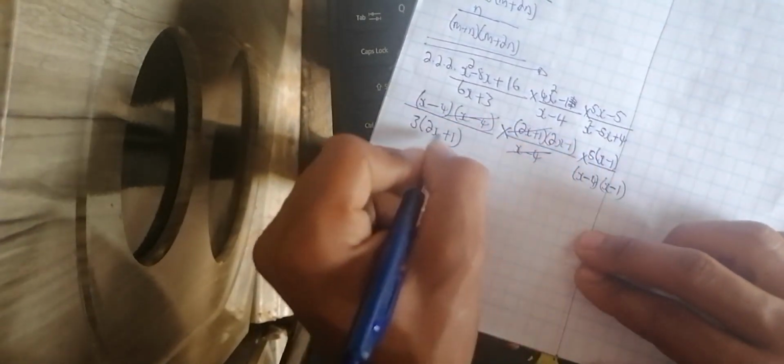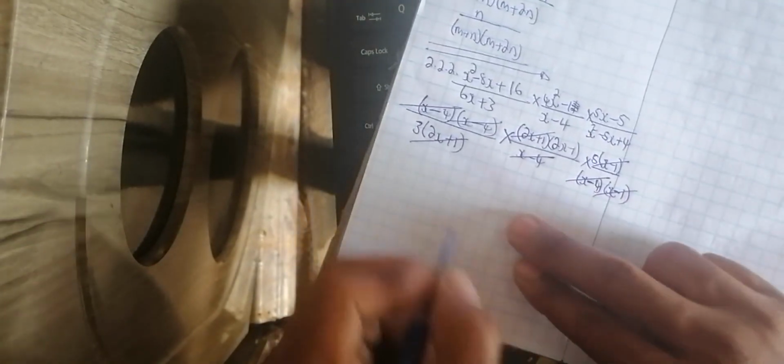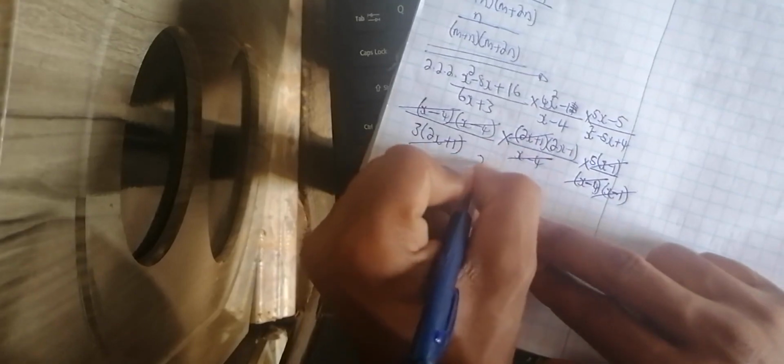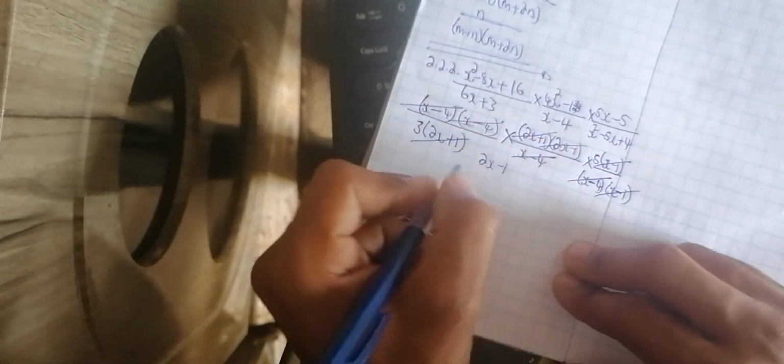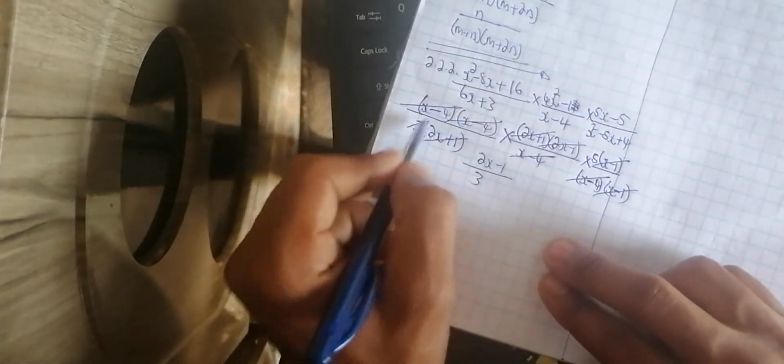Denominator, numerator goes out. Numerator, denominator goes out. What am I left with? I'm left with 2x minus 1 divided by 3. Is there any other thing that I have left? No. This is my final answer.